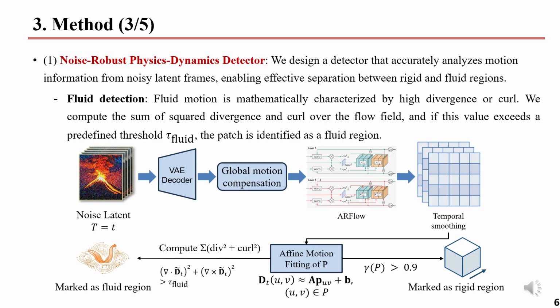The same pipeline is reused for fluids, but with a different criterion. Mathematically, fluid motion is characterized by high divergence or curl. We therefore compute the sum of squared divergence and curl over the flow field. If it exceeds a threshold, the patch is labeled as a fluid region. This unified detector works directly on noisy latents, that is the noise-robust part.